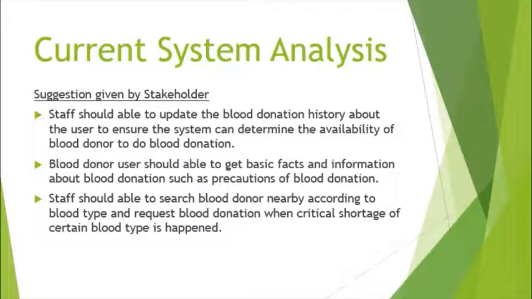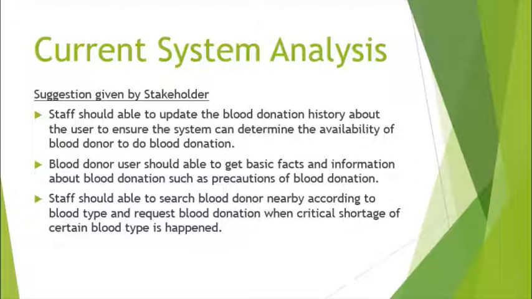For example, the blood donor just donated blood today, and then the cool-off period is about 60 days. So during this period, the system will show that this blood donor is not available to make a blood donation right now, and will be available after the 60 days, which is after the cool-off period.